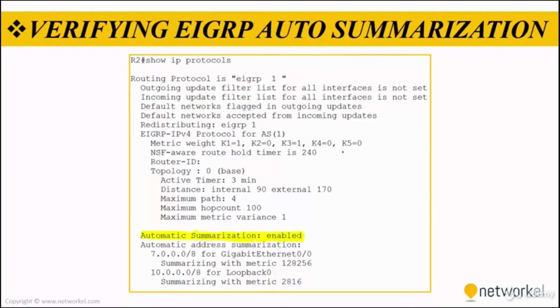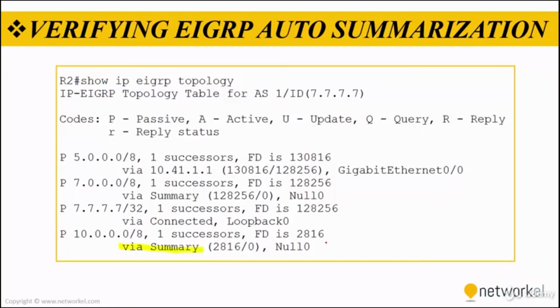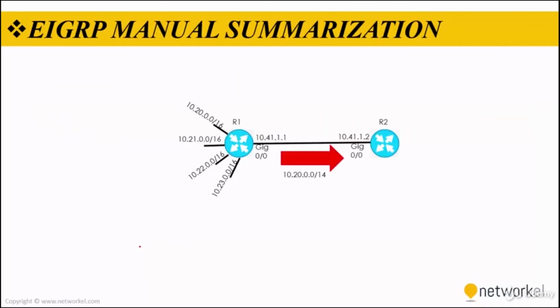To verify if we are using EIGRP auto-summarization or not, we can use show ip protocols command, and we can check that if the auto-summarization is enabled or not. And the other verification method is using show ip eigrp topology command, and we can check that if we are seeing via summary on this output or not. EIGRP automatically summarizes networks as classful, as we can see.